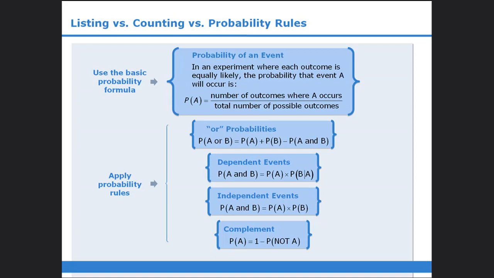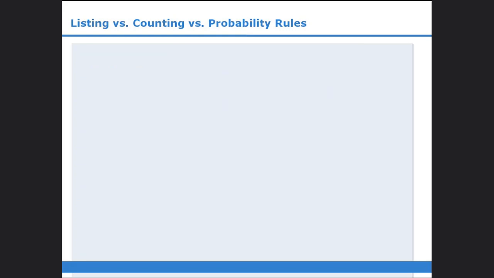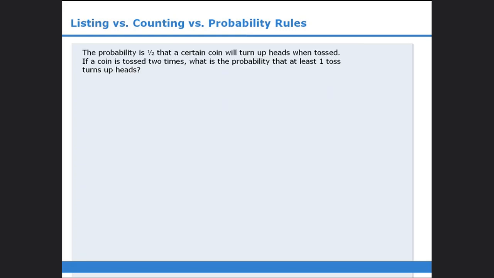So whenever you encounter a probability question, you should be aware of the options you have and choose that which is the fastest. In choosing the fastest approach, you should know the strengths and limitations of each option. We'll examine that here. Now, in an earlier lesson, we examined the following question, where a coin is tossed 2 times, and we want to find the probability that at least one toss turns up heads.